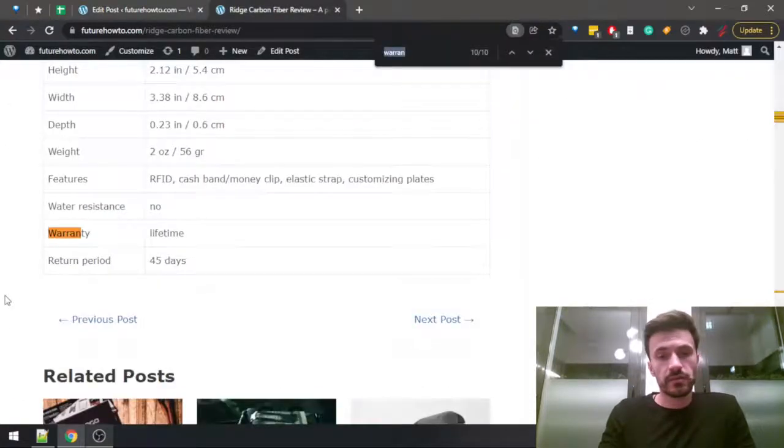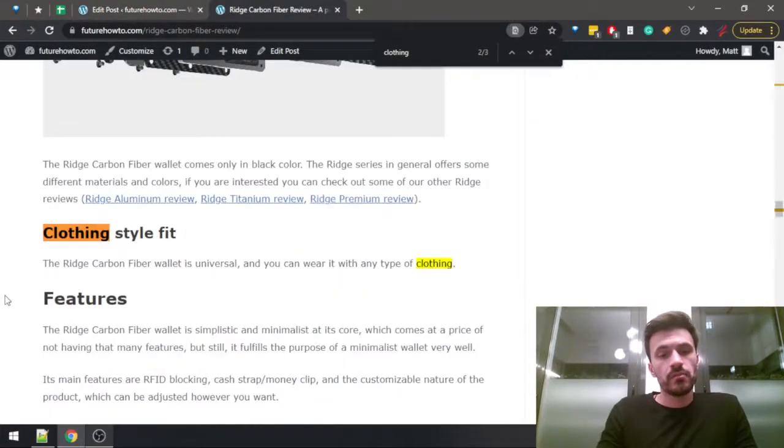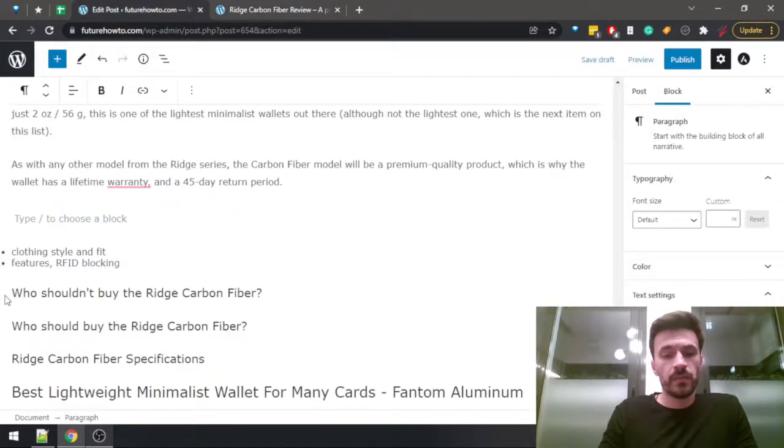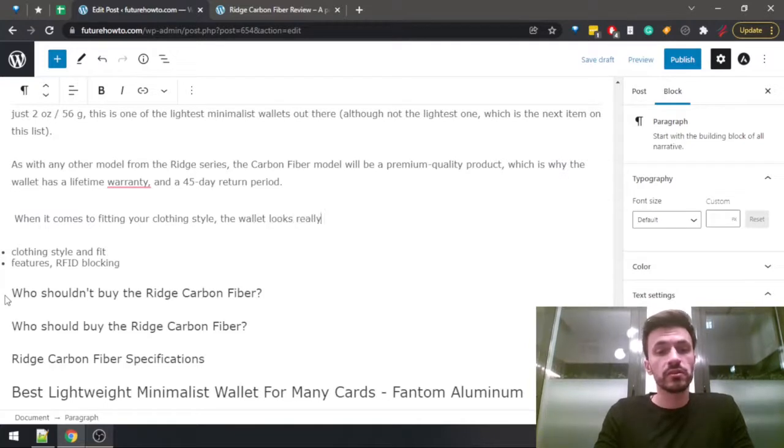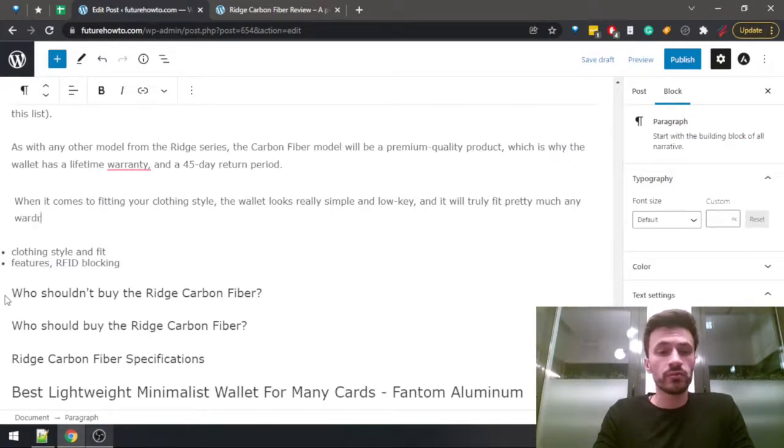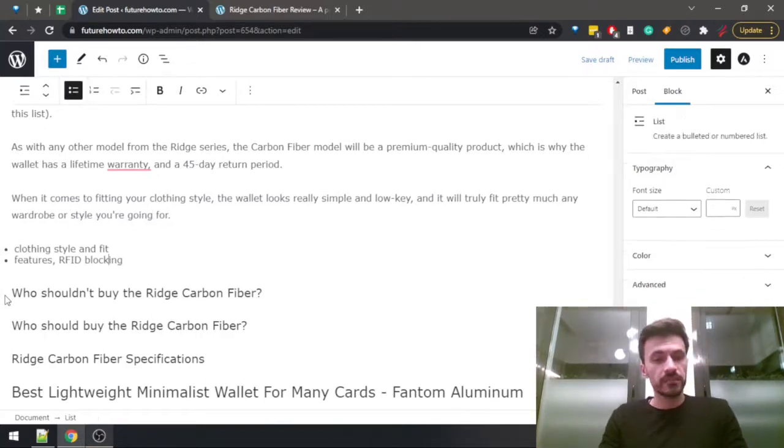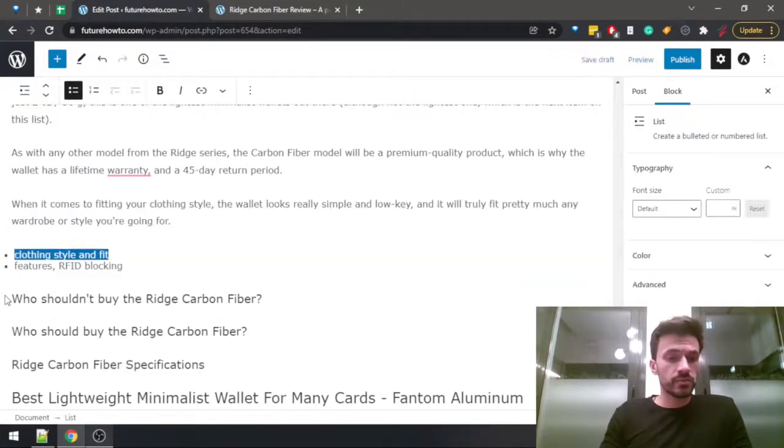Clothing style and fit. When it comes to fitting your clothing style, the wallet looks really simple and low-key, and it will truly fit pretty much any wardrobe or style you're going for. Bam. Okay, that's good. And lastly, let's touch upon the features.